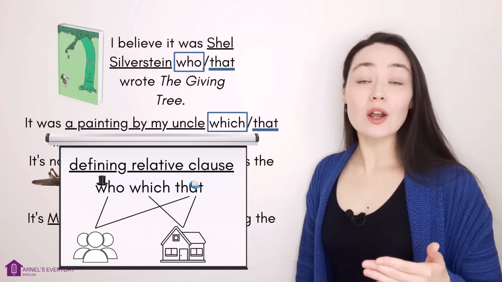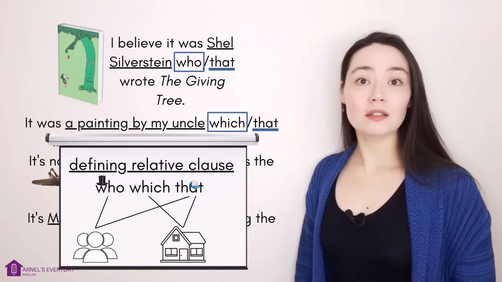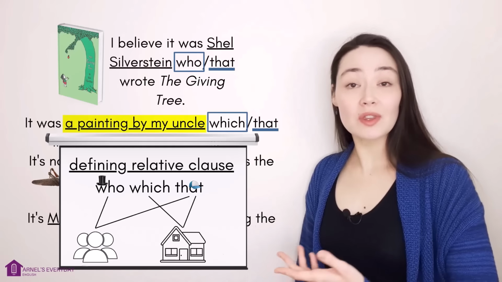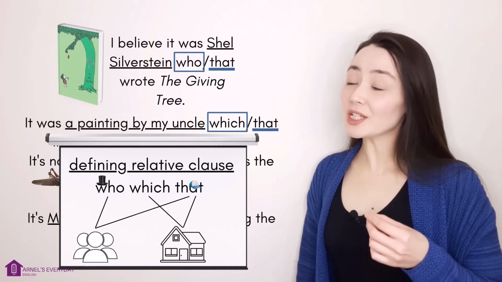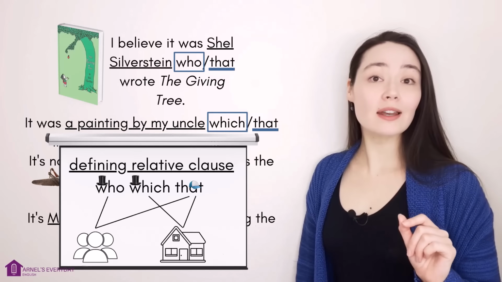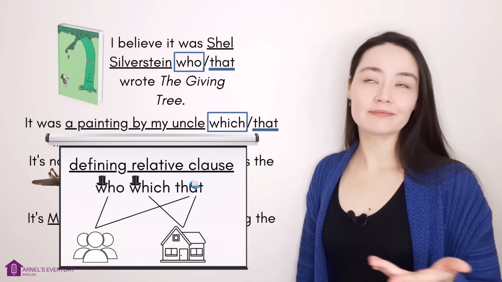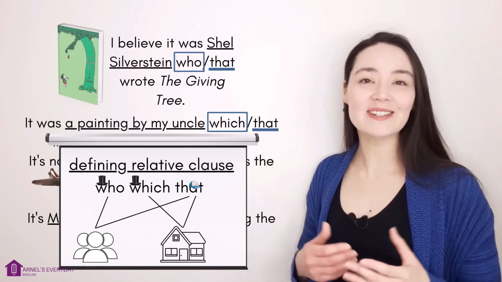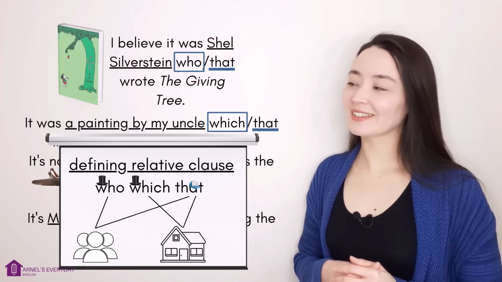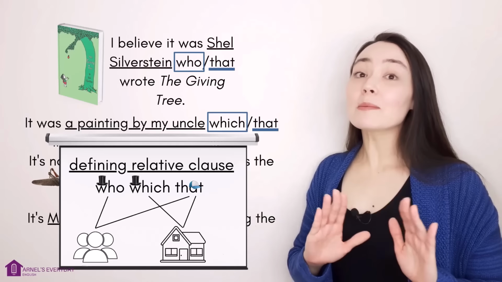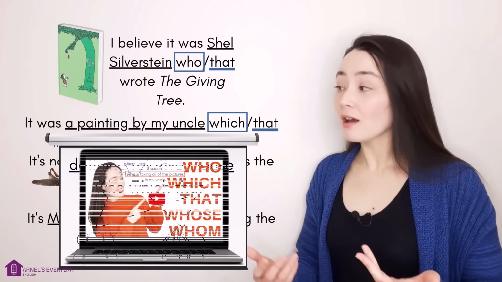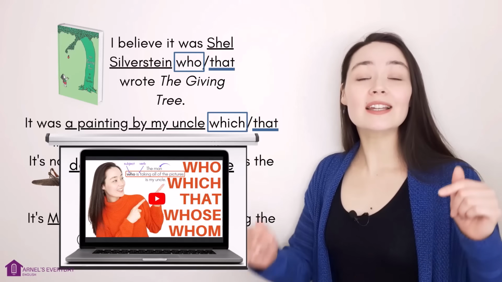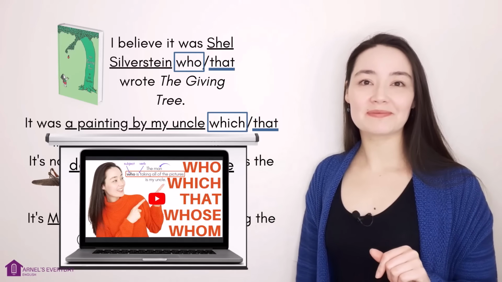We can use that or which for things. A painting by my uncle, that's an object, so I can use which. Which is a little bit more formal, that is a little bit less formal, but again, people use these two interchangeably. I do have a complete lesson on relative pronouns and defining relative clauses on my YouTube channel. I'll leave a link down below for you.